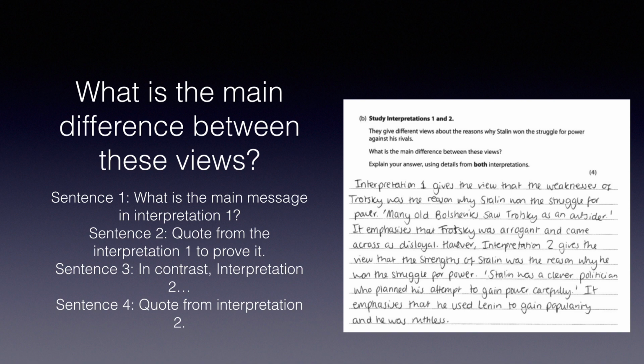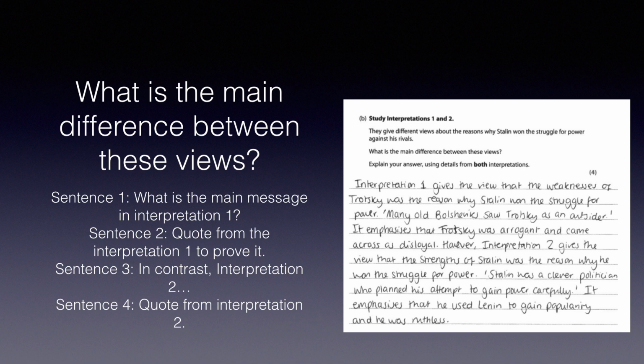So sentence 1, what is the main message in interpretation 1? And use a quote from that interpretation. Sentence 2 is obviously the quote from interpretation 1. And then sentence 3 is going to be in contrast because you're looking for a difference. Interpretation 2, and then what the main message is of that interpretation. Then sentence 4 is going to be our quote from interpretation 2. That is all you really need to do. So you can link your quotes back to what you've said in the interpretation for the message.